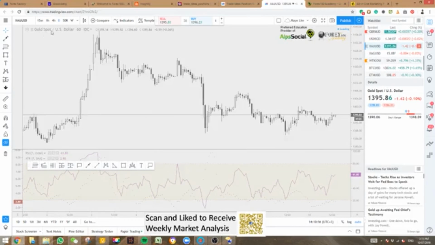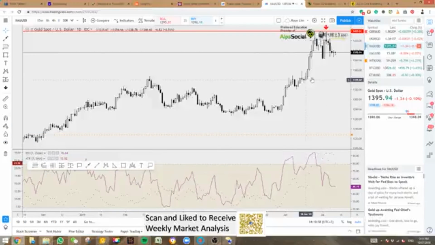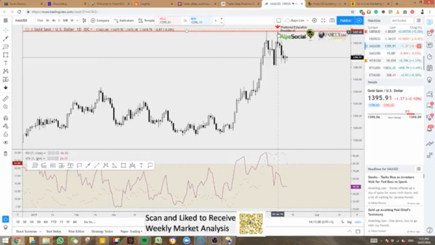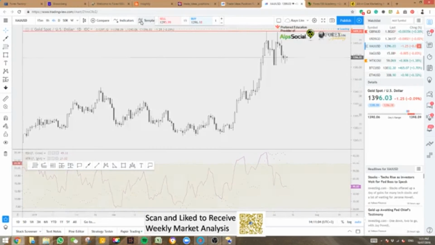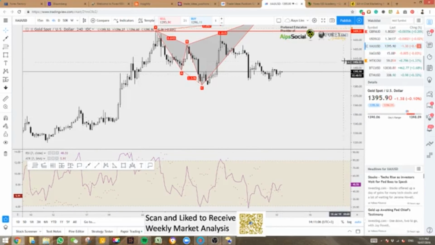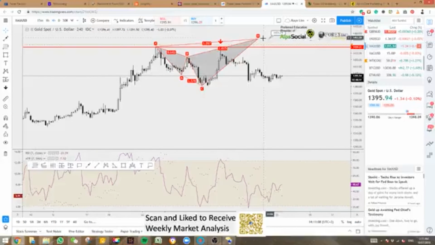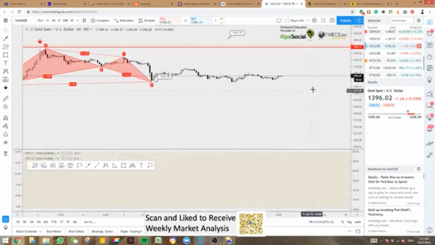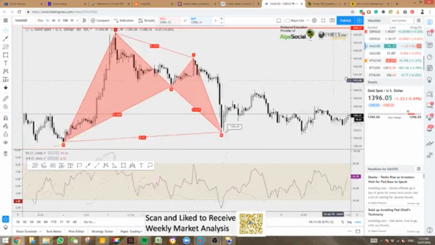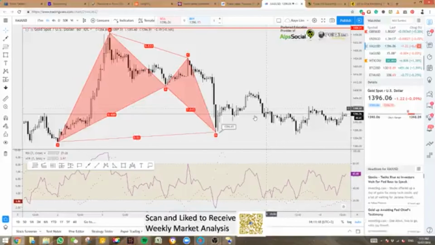Back to the daily chart, I'll share with you my analysis on the daily chart. This is the price on the double top. RSI divergence, perfect for selling opportunity. To the 4 hour chart, there is a bearish shark pattern completing at 1451.73. To the 1 hour chart, over here is a bat pattern.